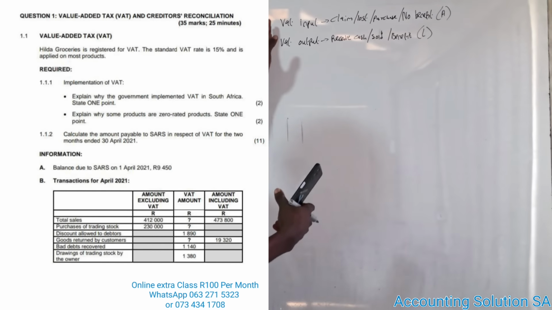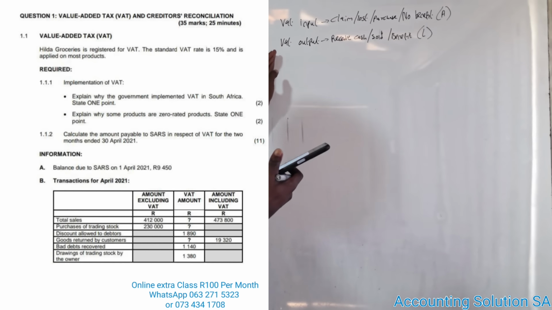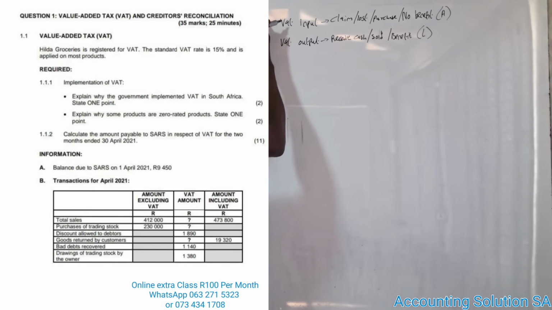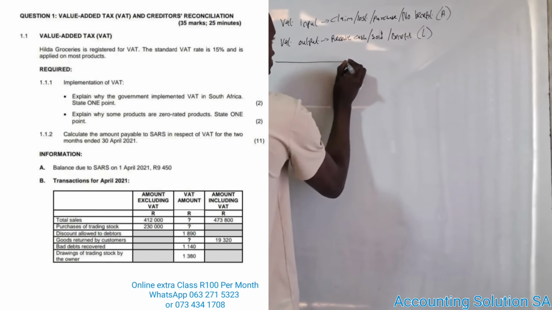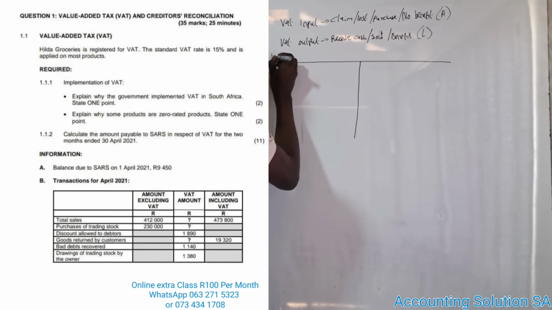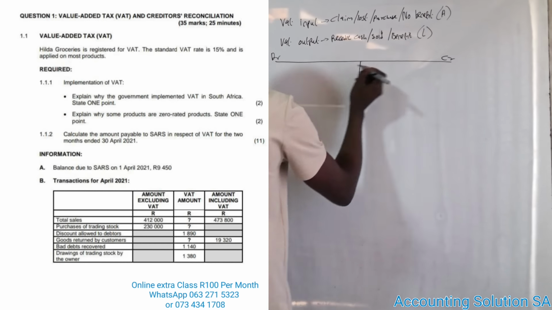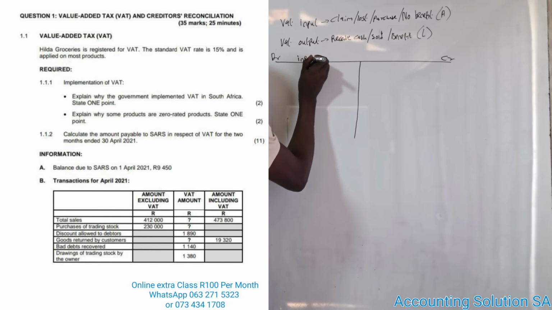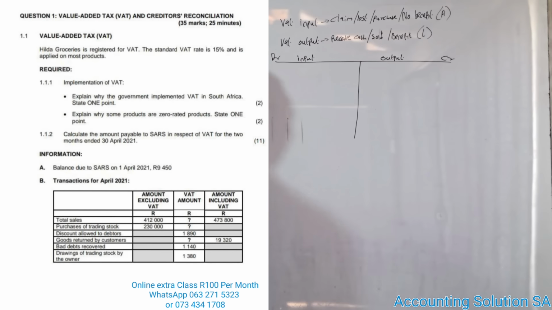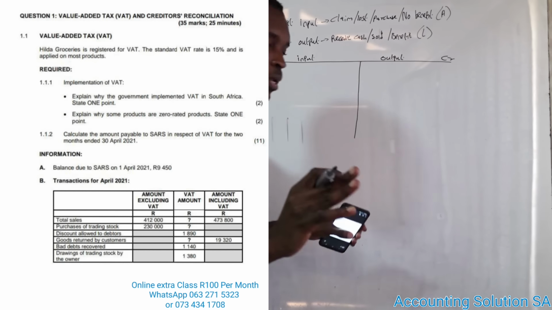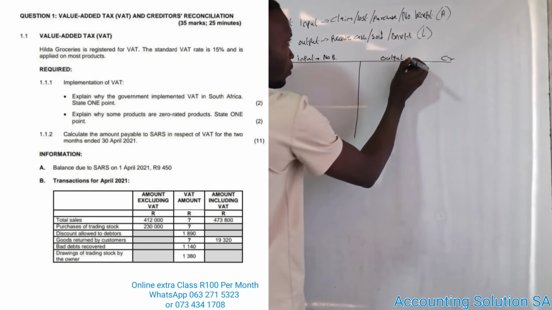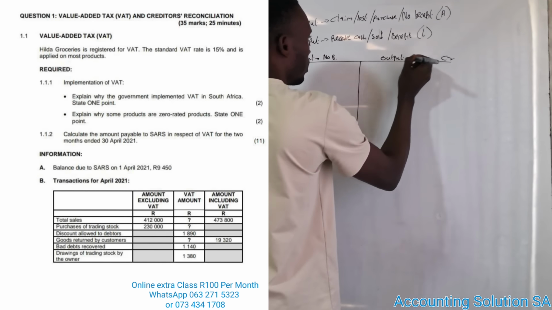Because you know this, it's going to be simple for you to calculate the VAT control account. The VAT control account contains input and output, and it will look like this. This is a T account, where we have a debit and a credit. On the debit is input, on the credit is output. Remember, no benefit is this side, input; benefit is output.